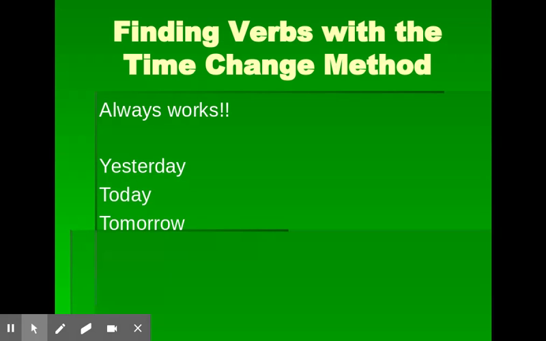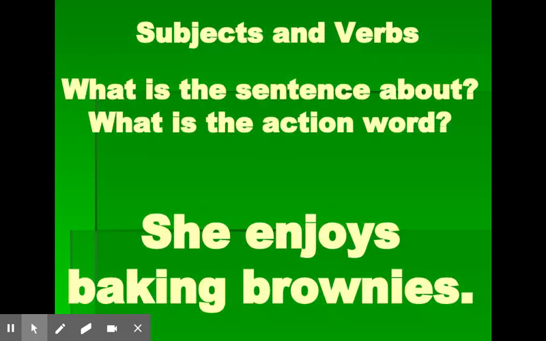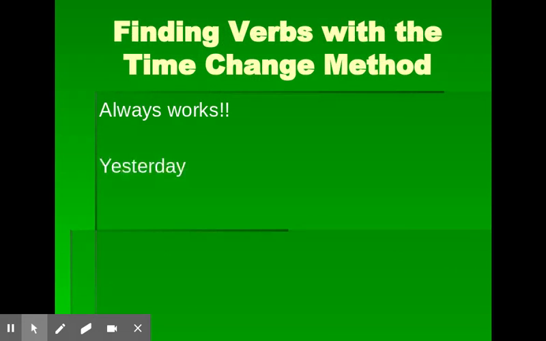So let's go back to this sentence from before. "She enjoys baking brownies." So remember, those three words are yesterday, today, and tomorrow. Yesterday, she enjoyed baking brownies. Today, she enjoys baking brownies. Nothing changes because it's already in the present. Tomorrow, she will enjoy baking brownies. Notice that "baking" never changes when I do that. "Enjoys," though, changes. So that's how I know it's our verb. So remember, yesterday, today, and tomorrow. That's kind of our three words we need to remember.